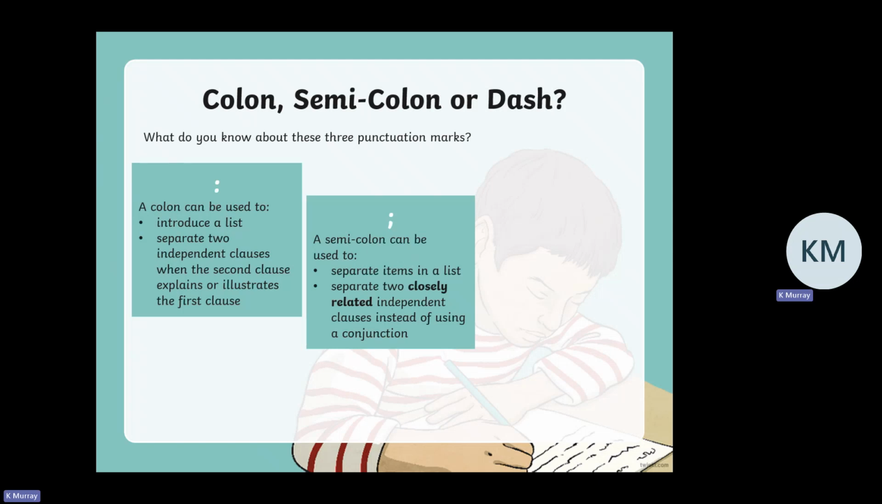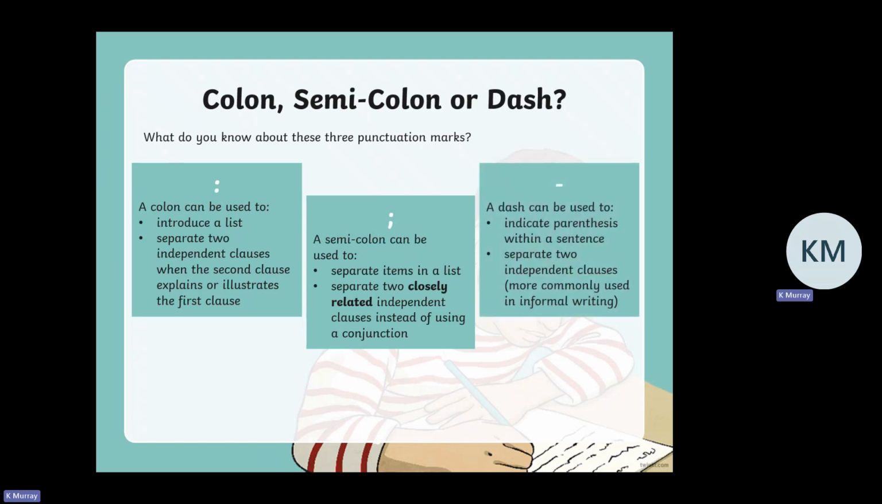What are semicolons for? They can separate items in a list, or this is where we most commonly use them, to separate 2 closely related independent clauses instead of using a conjunction. So rather than using the conjunction in the middle of the sentence, we can use a semicolon instead. It's an easy thing to do. And dashes, one of my particular favourites. I love a good dash. They indicate parenthesis within a sentence, and that's kind of like instead of brackets.